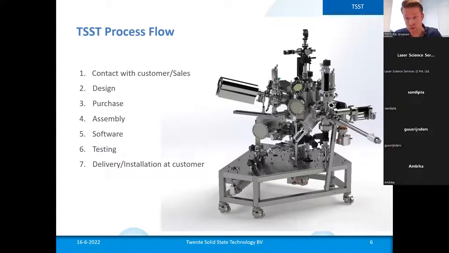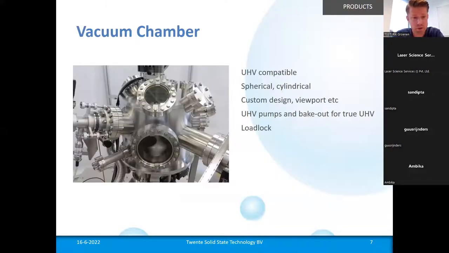It all finishes, of course, with shipment of the system and a full installation at the customer, where we really show the full assembly, but also an actual PLD run where we grow a few films and show electron diffraction if it's included in the system. So it's really kind of a training of the students.